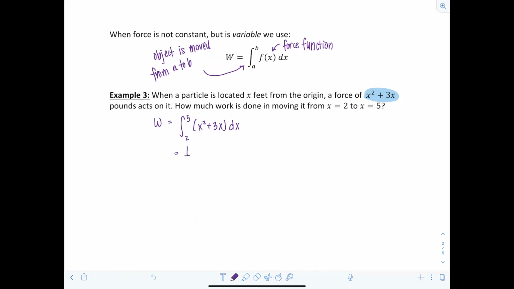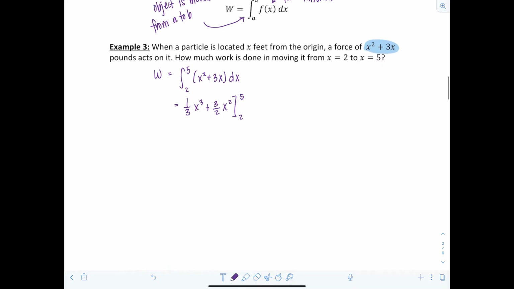And this is going to give us 1/3 x cubed plus 3/2 x squared evaluated from 2 to 5. All right, now let's plug in our upper and lower limits. So 5 cubed, that's going to be 125 over 3, plus 5 squared times 3, that's 75 over 2, minus 2 cubed, that's 8 over 3, plus 2 squared, that's 4, but the 4 and the 2 are going to cancel, so I'm left with 6.